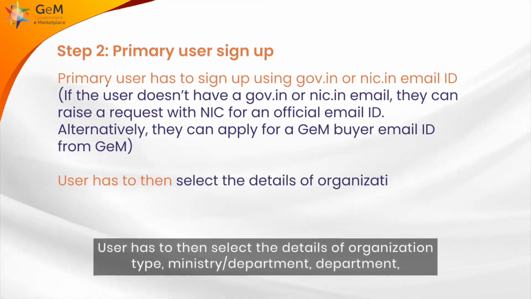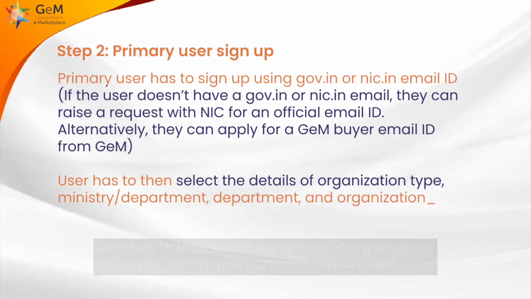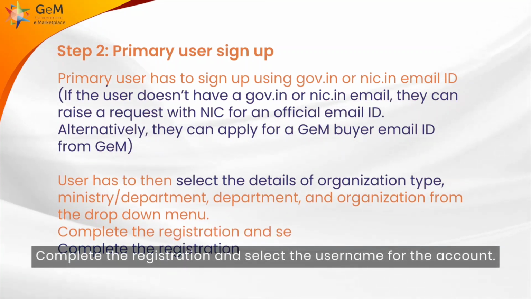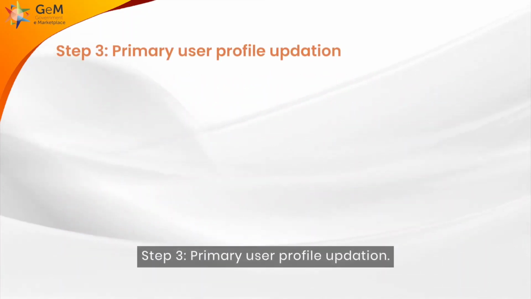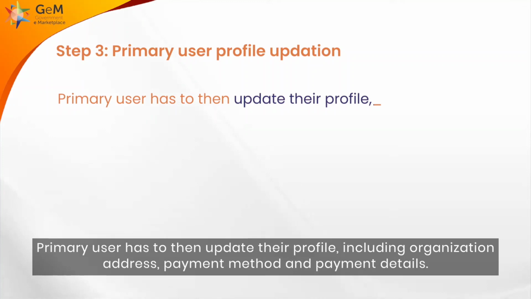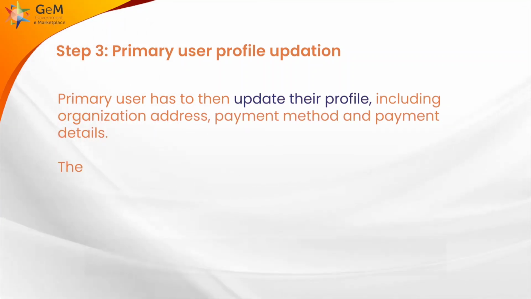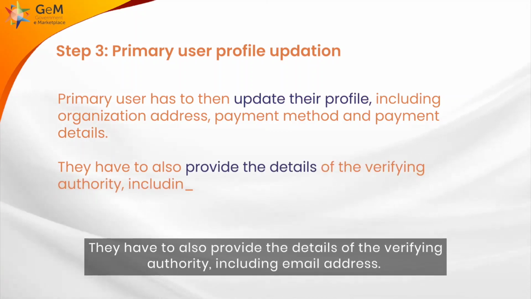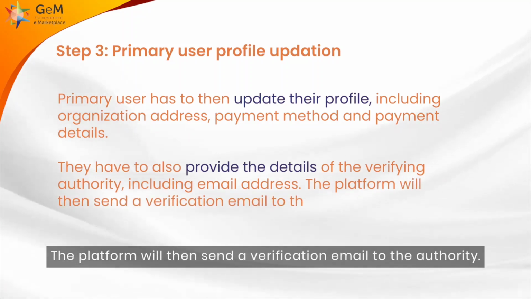User has to then select the details of organization type, ministry or department, and organization from the drop-down menu. Complete the registration and select the username for the account. Step 3. Primary user profile updation. Primary user has to then update their profile, including organization address, payment method, and payment details. They have to also provide the details of the verifying authority, including email address. The platform will then send a verification email to the authority.